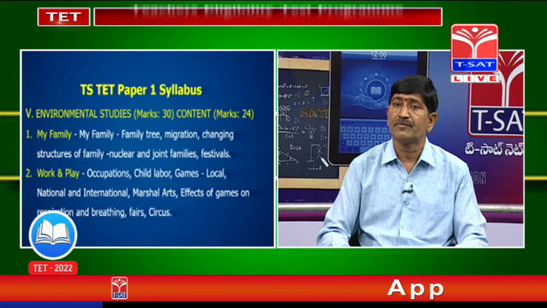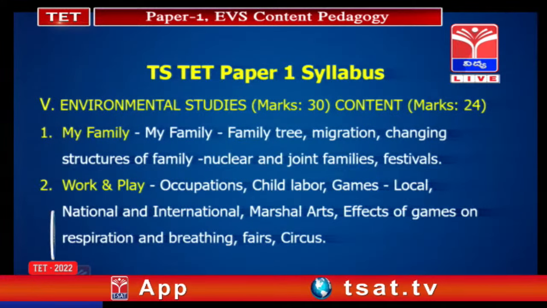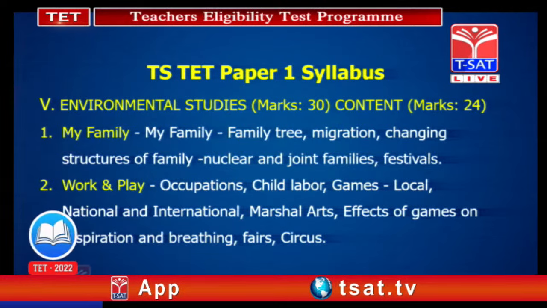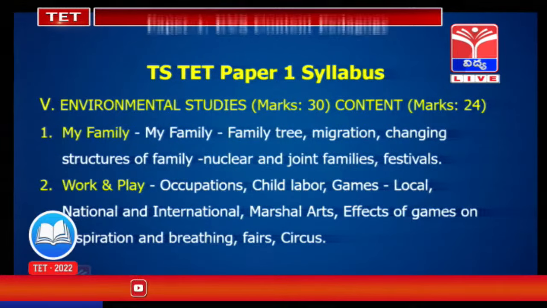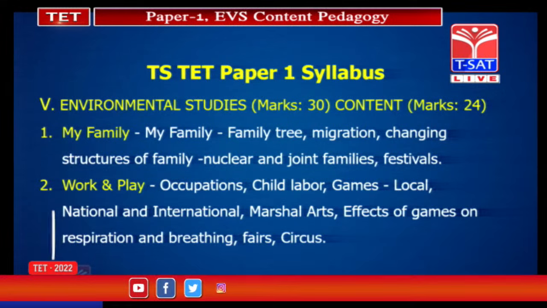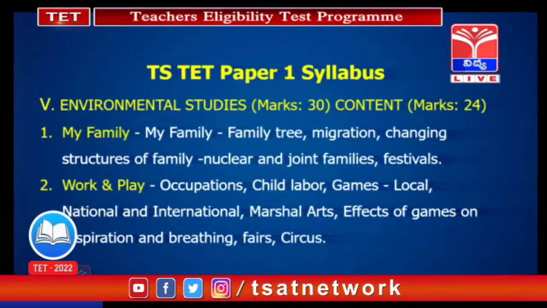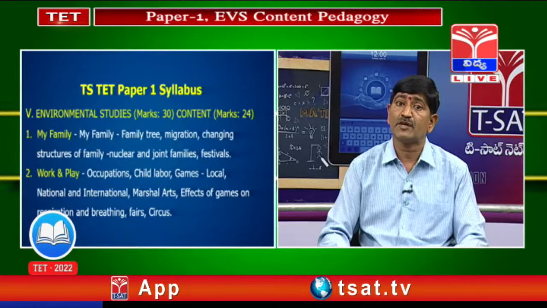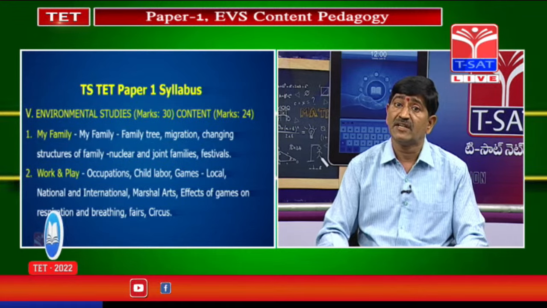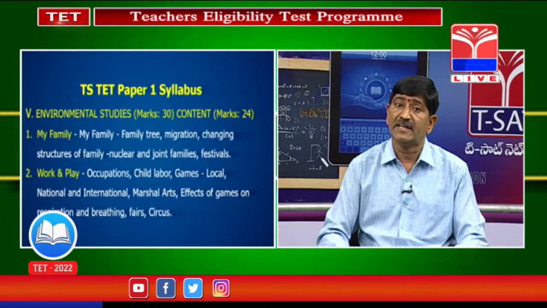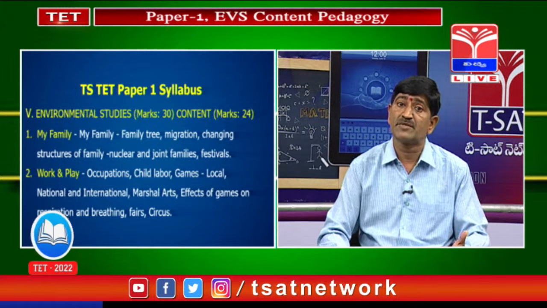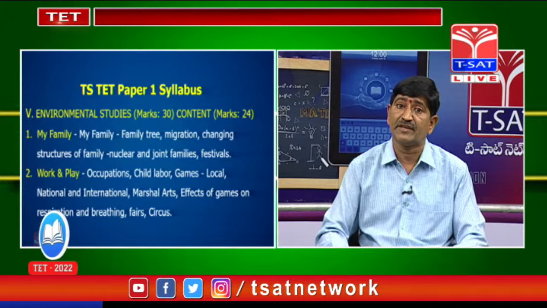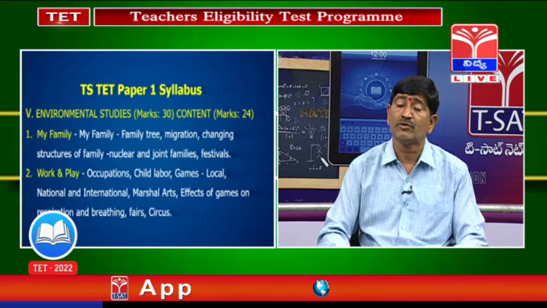Next, child labor. Child labor means, for example, those who are working below 14 years; that is called child labor. In the Constitution, Article 24 reveals that the government will punish those who employ child laborers. For example, some children are working in hotels and restaurants. Next, the child labor act in shops is very important.